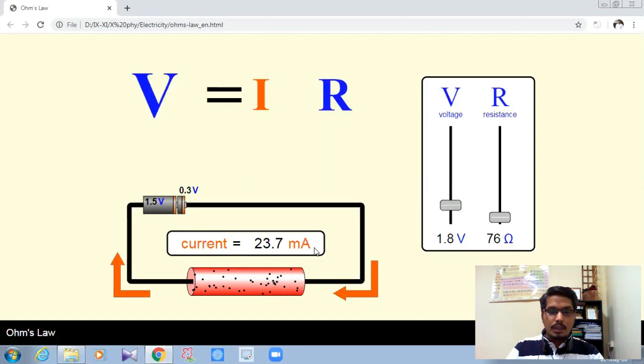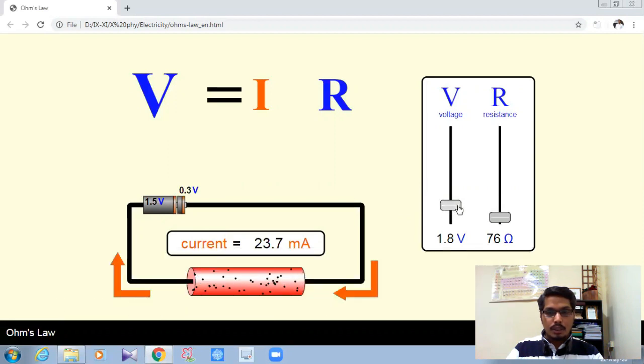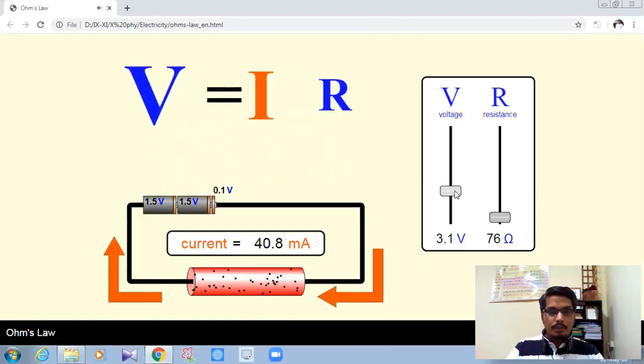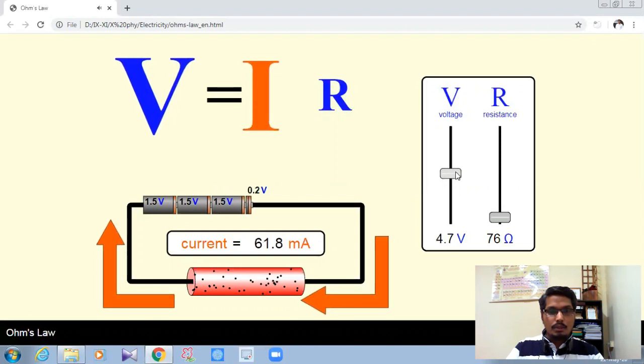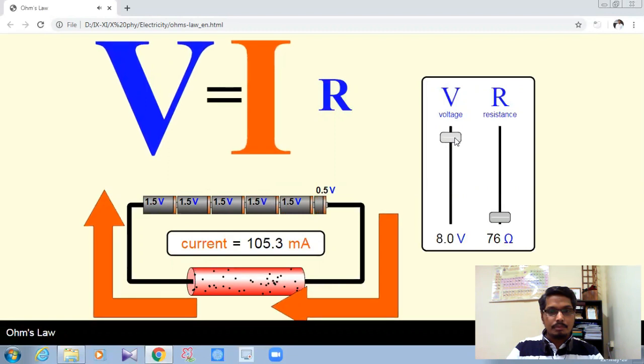Now let us see what happens to the current when we are increasing the voltage. Let us increase the voltage by adding more number of cells to the circuit. You can see here when the voltage increases, I also increases, current is also getting increased. The increase in current is represented by an increase in the size of the letter I as well as the arrow marks, which shows the flow of current through the circuit.